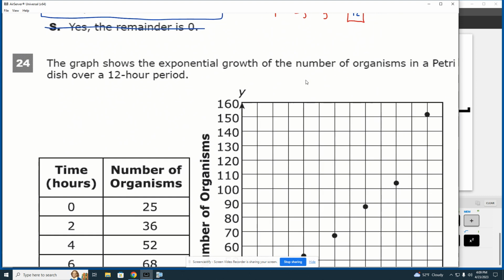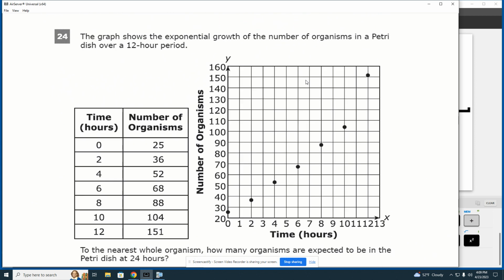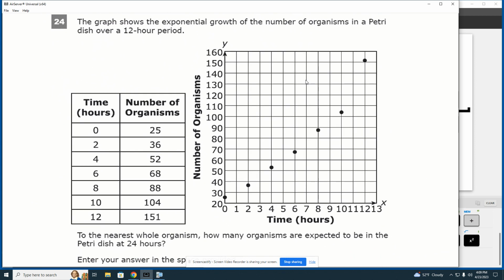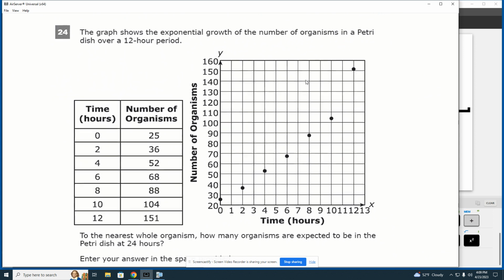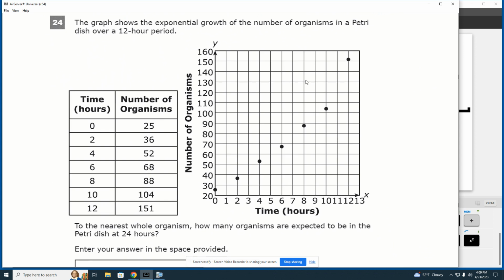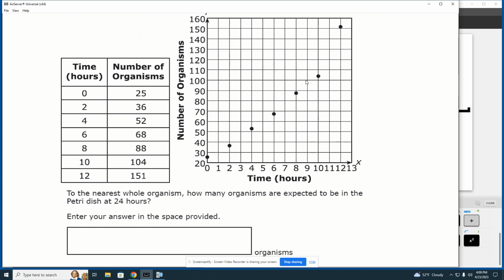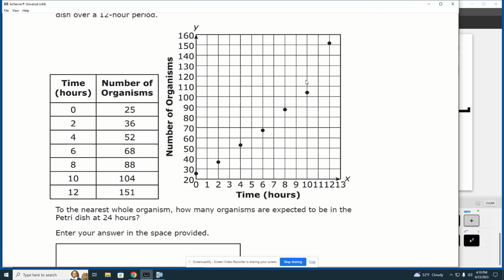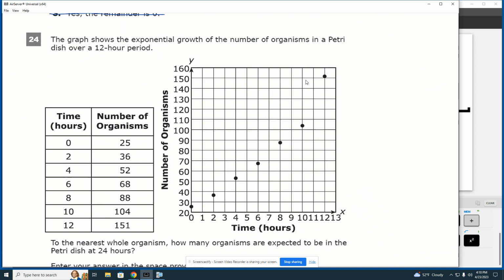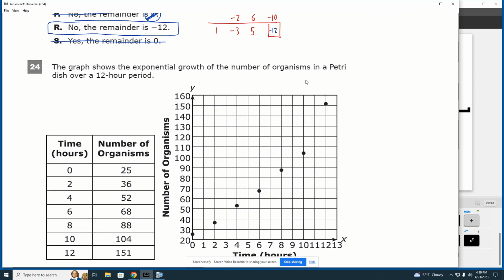Easy problem, should be. Okay, number 24. The graph shows the exponential growth of a number of organisms in a petri dish over a 12-hour period. And it gives you the table, gives you the function. To the nearest whole organism, how many organisms are expected to be in the petri dish at 24 hours? So look, here's a situation where you don't have a multiple choice, so you can't just kind of guesstimate where you think it's going to end up, okay?